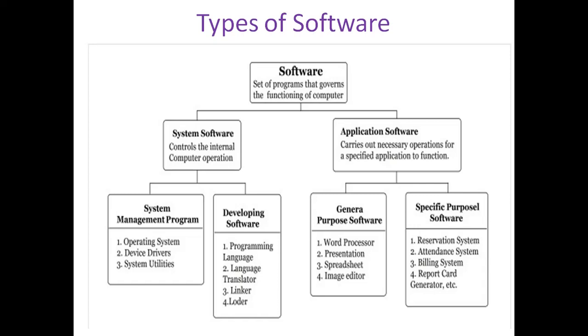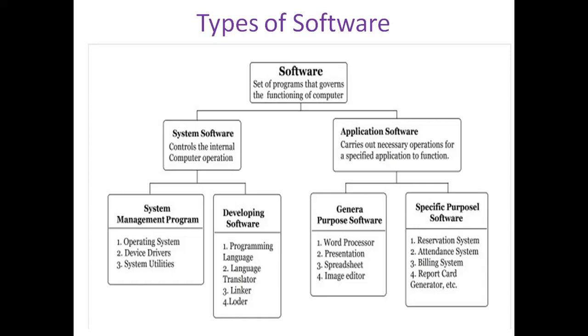Anyone can use them. Specific purpose applications are those specially developed for a particular domain. Here you can see the examples are reservation system, which can be a railway reservation system, attendance system designed only for maintaining the attendance record, billing system, report card generator, etc. So these are nothing but special purpose software. These were the only two types in previous studies, that is system software and application software.